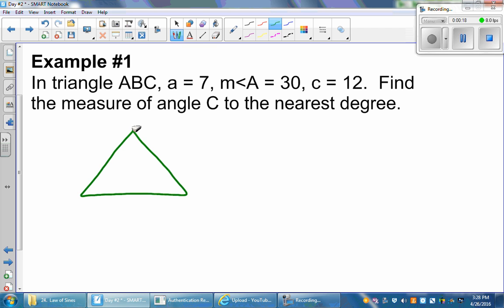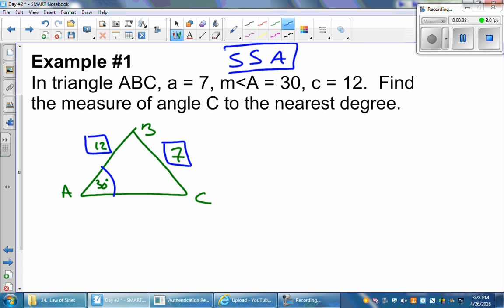Our question here says that we have triangle ABC. We are told that little a is 7, the measure of angle A is 30 degrees, and we are told that little c is equal to 12. If we take a good look at the information that we have, we have two sides, one that's 12 and another that's 7, along with the measure of one angle. If I see that I have a side and an angle, that's my indicator that I'm going to use the law of sines.